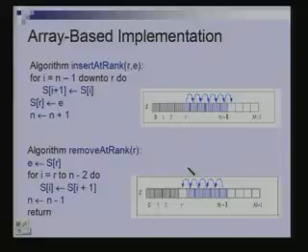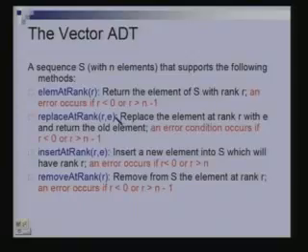The other operations are faster though. Element at rank r, how much time does it take? Order 1, because I just go to the rth location in that array and retrieve the element sitting there. Replace at rank r comma e, again order 1, because I just go to the rth location and replace that element with the element e.